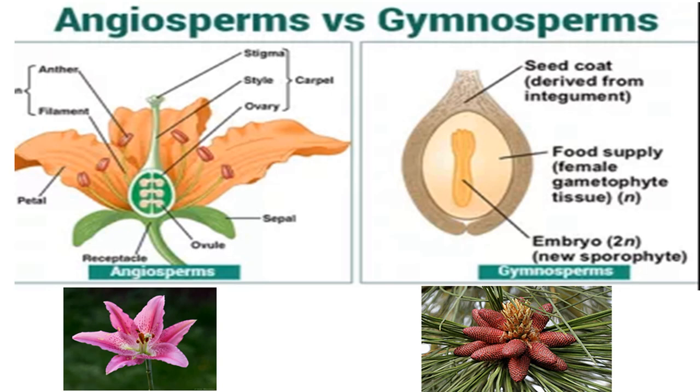Later than the evolution of the angiosperms. Oh, sorry guys, I'm a bit confused. Anyway, the flowering plants evolved about 150 million years later than the naked seeded plants.